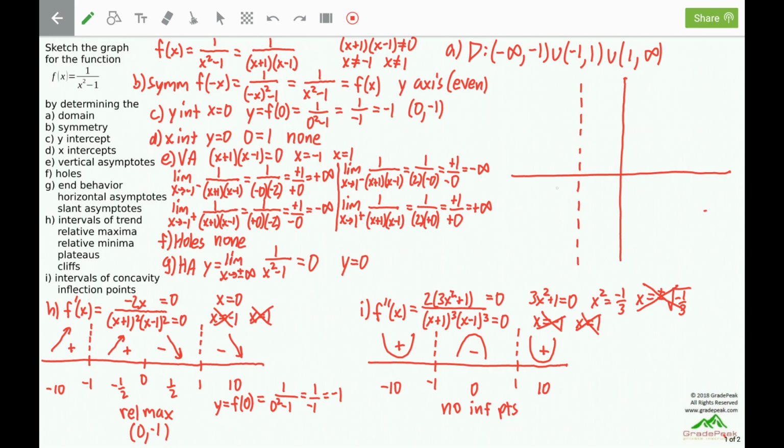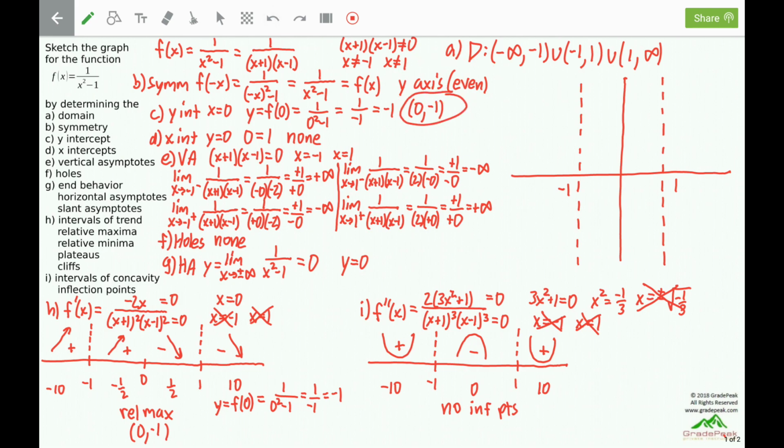We can label these. This will be the x equals -1 vertical asymptote. And over here, the same distance away from the y-axis, we'll have the x equals +1 vertical asymptote. We found there to be y-axis or even symmetry, which means that the graph should be a mirror image of itself over the y-axis. We'll be sure that that is the case.